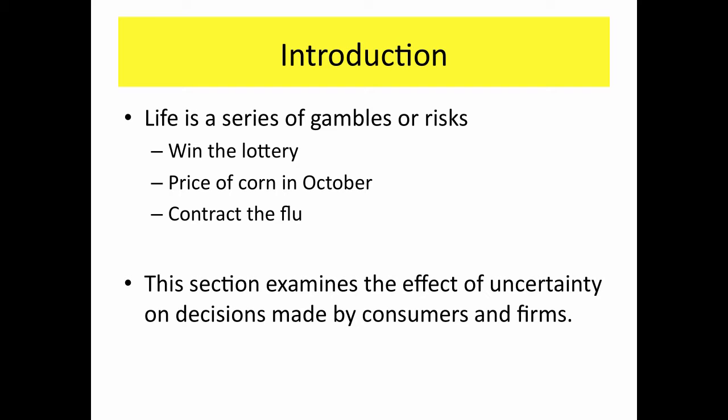If you play the lottery, there's a chance that you might win the lottery, but there's also a chance that you might lose. If you're selling corn, there's a riskiness associated with the price of corn that you might receive in October during the harvest. That price could be either high or low. Before the price of corn is revealed by market forces, you don't know whether it's going to be high or low, and so there's an associated risk.